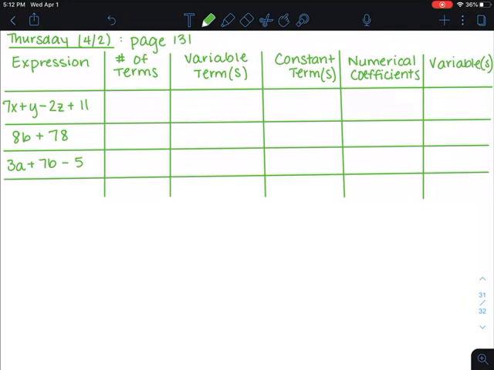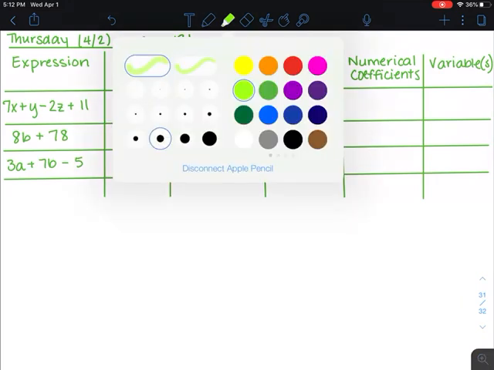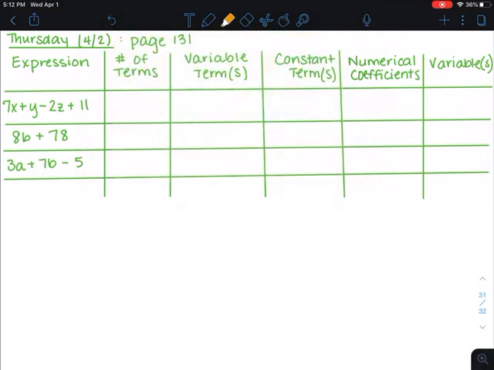I'm on page 131, so if you don't have your books, please pause this video and grab your book and turn it to page 131. And I'm on number 27. So we have a chart. It gives us an expression. It wants us to show the number of terms, the variable terms, the constant terms, the numerical coefficients, and the variables. So number 27 is already done for you, but I'm going to go through it with you as well.